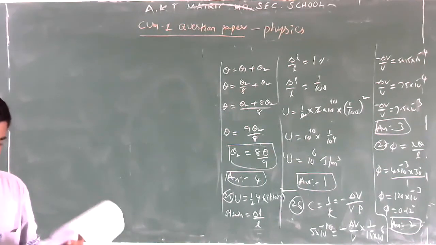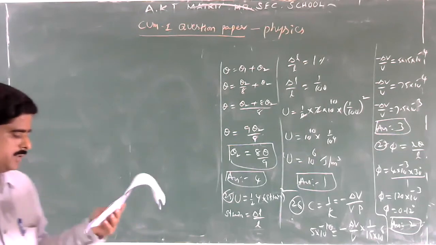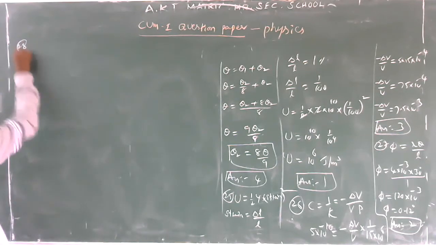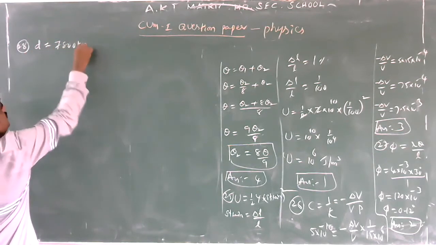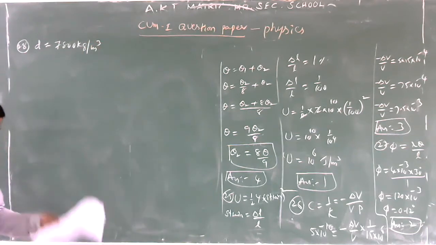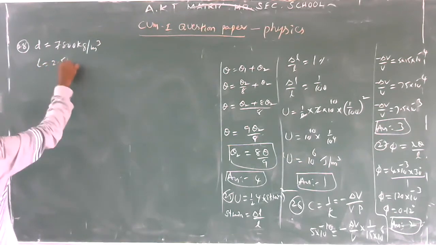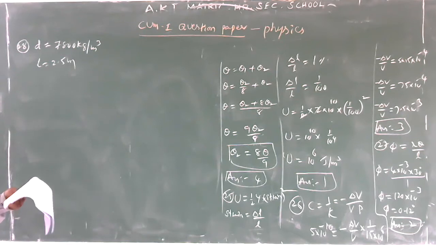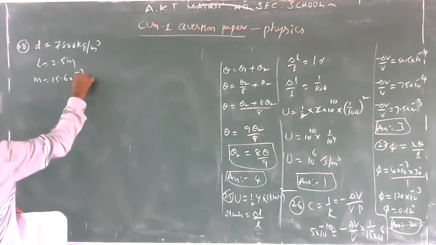Next, 28. A uniform steel wire of density, what is the density of the wire? D is equal to 7,800 kg per meter cube, is 2.5 meter long. Length L is equal to 2.5 meter. And what weight is applied here? 15.6 into 10 to the power of minus 3 kg. That is M is equal to 15.6 into 10 to the power of minus 3 kg.